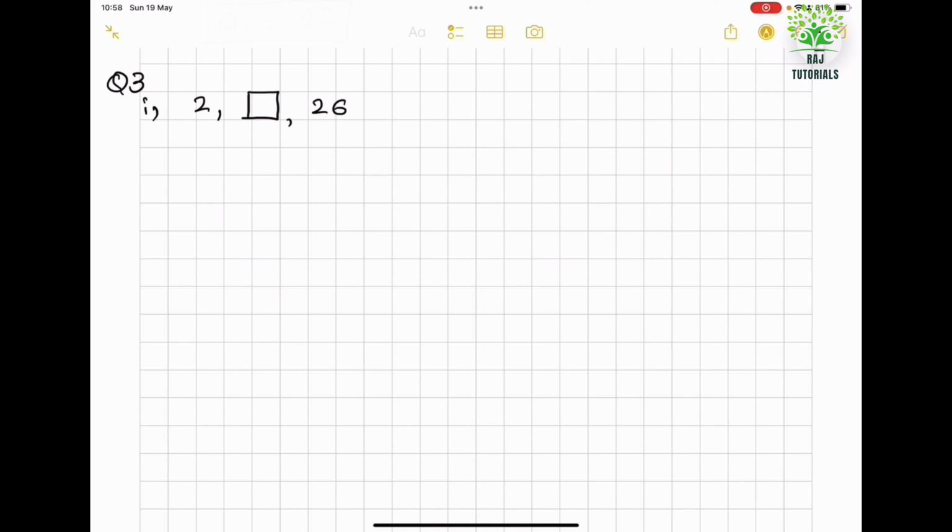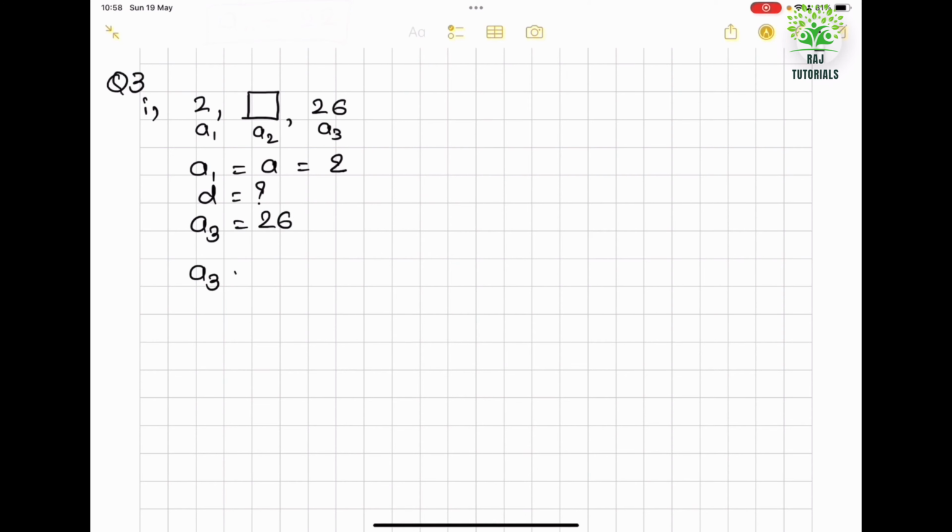Here, question 3 says, in the following APs find the missing terms in the boxes. First one is given 2, box, 26. Can I say this is A1, this is A2, this is A3? So A1 or A equal to 2. D I don't know. I know A3 equal to 26.